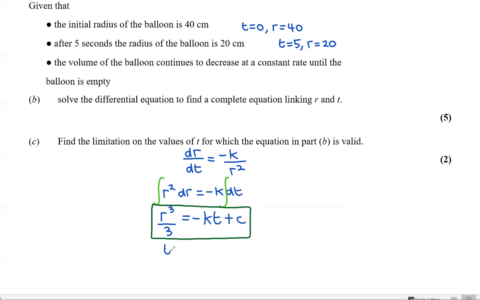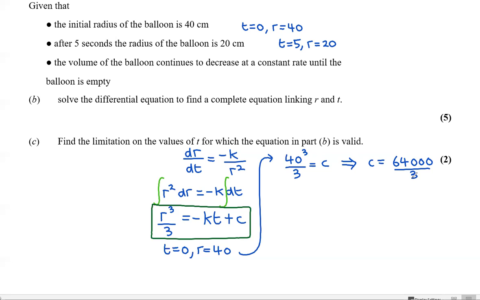So when t equals 0, r equals 40, the initial radius of the balloon, we're going to get 40 cubed over 3 is equal to, now minus kt, obviously t is 0, so that's just going to be c. So that's our c, which means that c is going to be 64,000 over 3. And I don't think that simplifies.